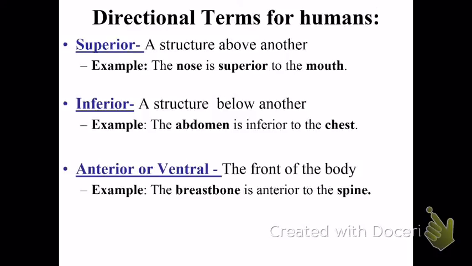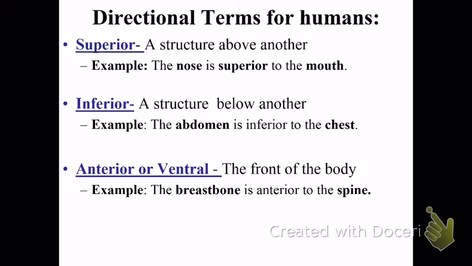Okay, just directional terms. This is pretty easy peasy. Superior means up, above. My nose is superior to my mouth. My knees are on top of, superior to my ankles. Okay, inferior would be below. So you could just switch it around. My feet are inferior to my knees.